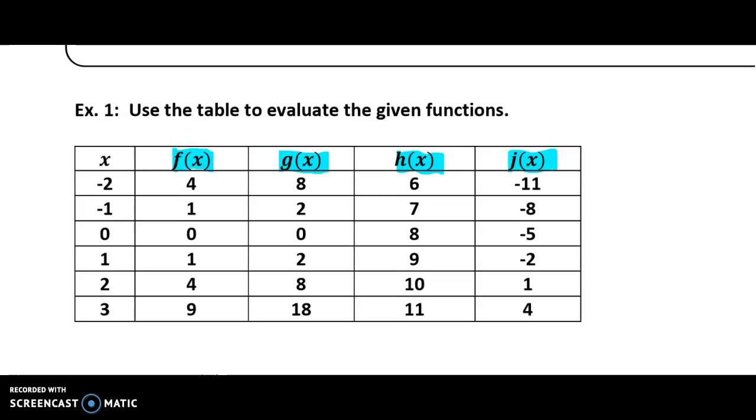Along the top of the chart, here I have highlighted, you see function notation. You see f of x, g of x, h of x, and j of x. So again, this is clearly function notation. But we need to remember that this function notation represents the range or the outputs for our function. So every value going down each of these columns represents the outputs for these four different functions.